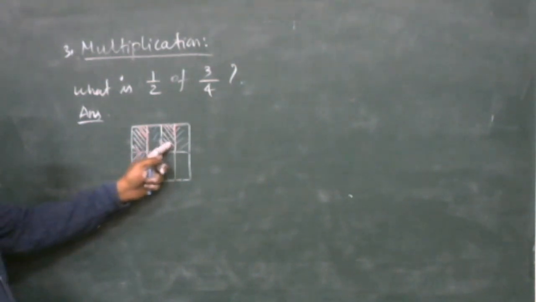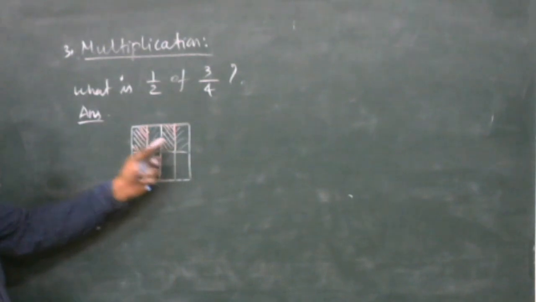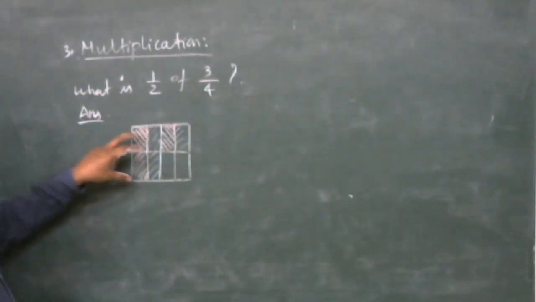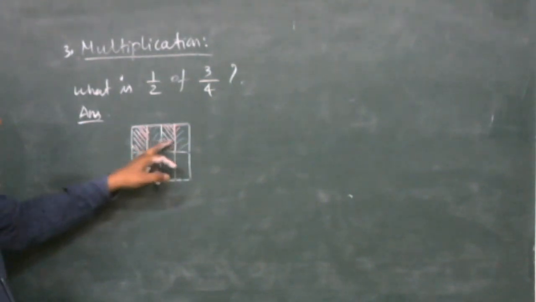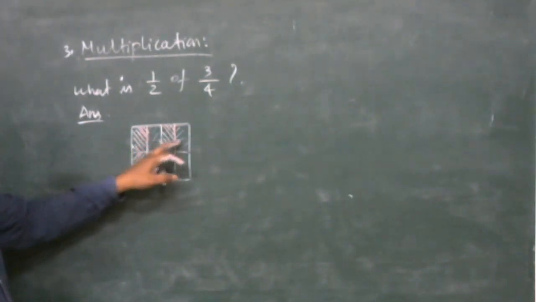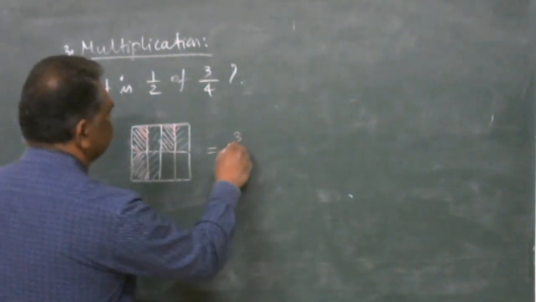Now the pink pieces are 1, 2, 3 double sided. Okay. Half of 3 by 4. Earlier 3 by 4. In that, half only we want. Half is 1, 2, 3 pieces out of 1, 2, 3, 4, 5, 6, 7, 8 pieces. So this is equal to 3 by 8.